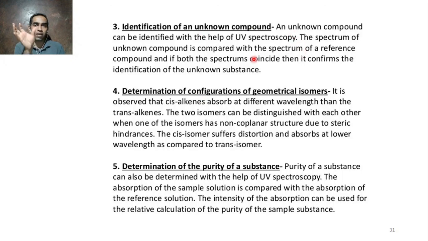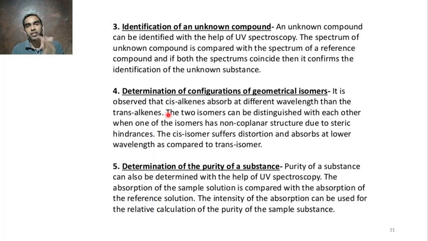If you have the UV spectrum of a standard sample, then you can compare with the newly synthesized one. If it is matching exactly, then you can tell a similar compound is formed. But again, it is not 100%. Determination of configurations of geometrical isomers: cis alkenes absorb at different wavelengths than trans alkenes. So geometrical isomers, cis and trans.